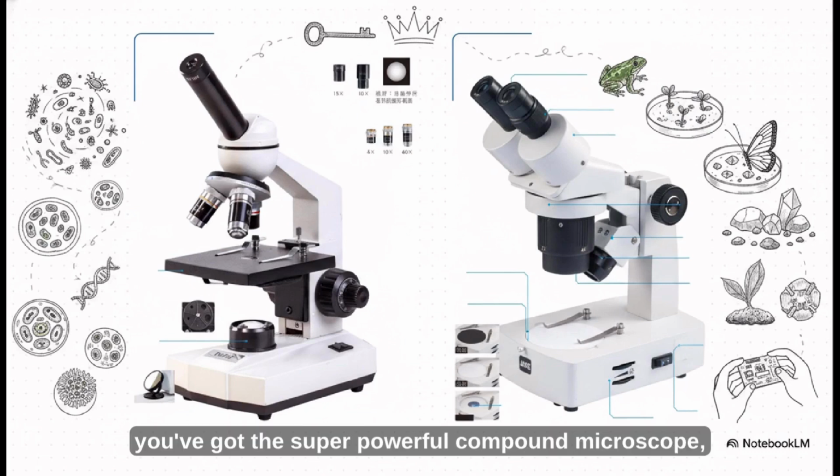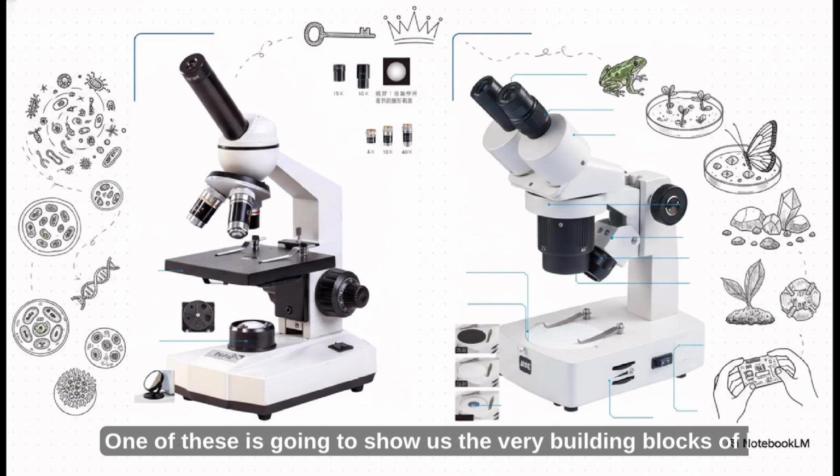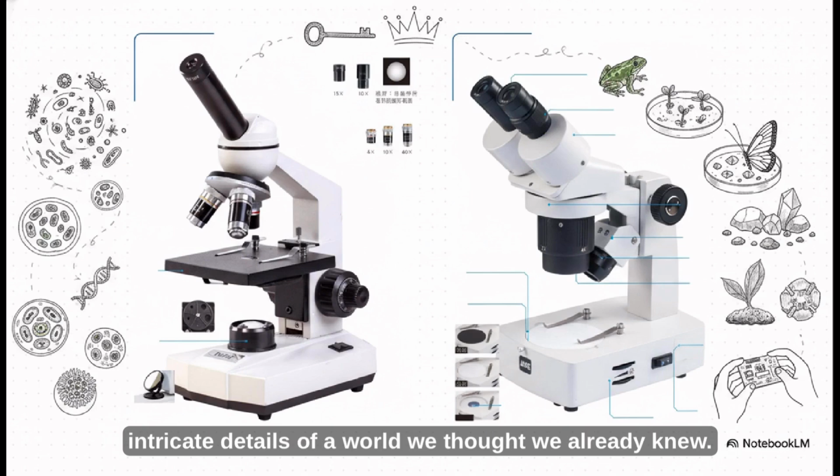On the left, you've got the super powerful compound microscope, and on the right, the incredibly versatile dissecting microscope. One of these is going to show us the very building blocks of life itself, while the other, well, that one's going to reveal the amazing, intricate details of a world we thought we already knew.